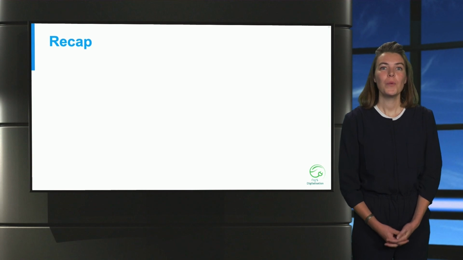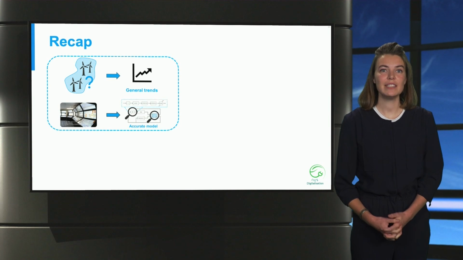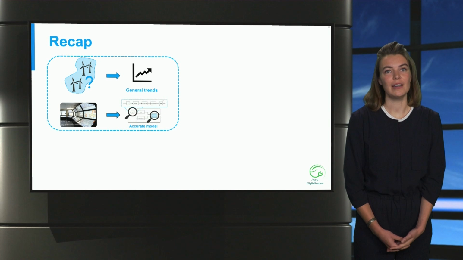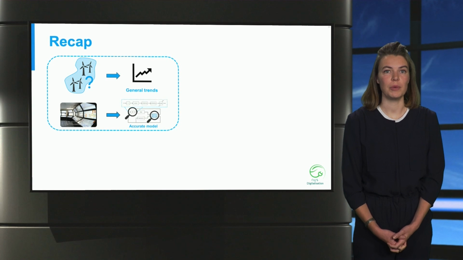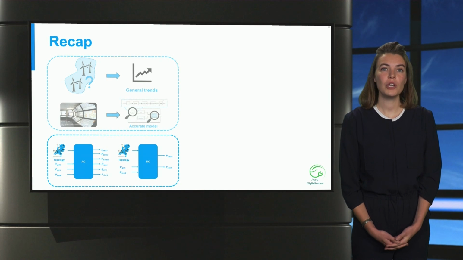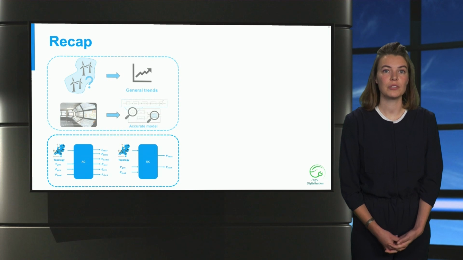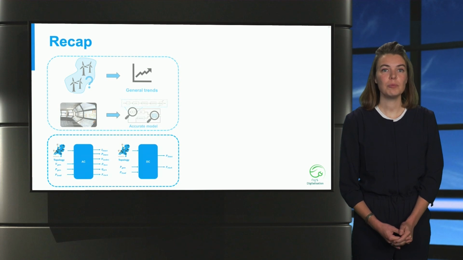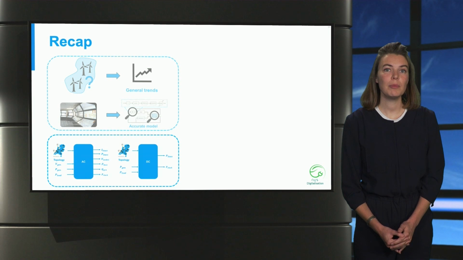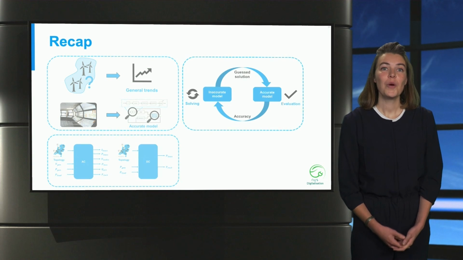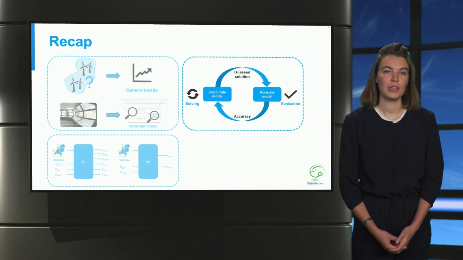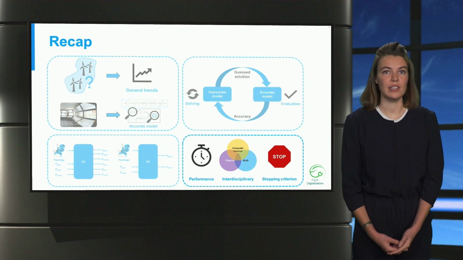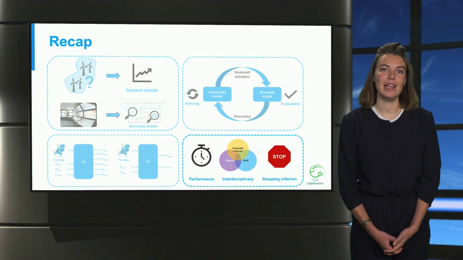Let us recap. We have seen that different applications require different types of models, some more complex than others. Planning uses only general trends, while operations require an accurate system model. As an example, we have shown the differences between the AC and DC models, both with their advantages. The AC model is more complex but more accurate, while the DC model is easier to solve. We have presented a method that efficiently combines easy and complex models to get the best of both worlds. Finally, we have discussed 3 challenges: ensuring good performance, close cooperation between disciplines, and stopping the simulation.